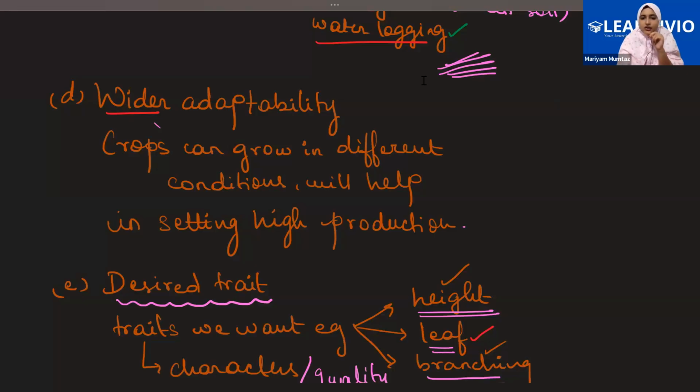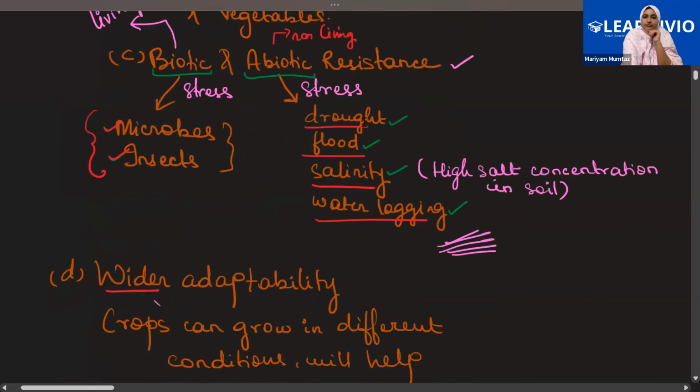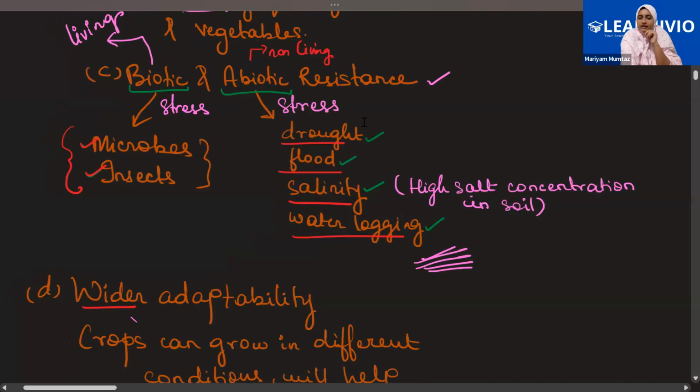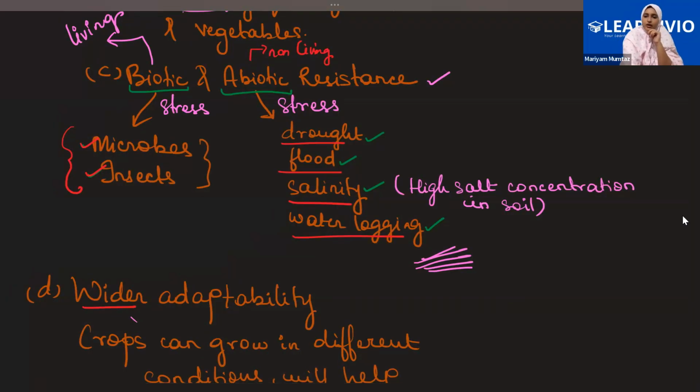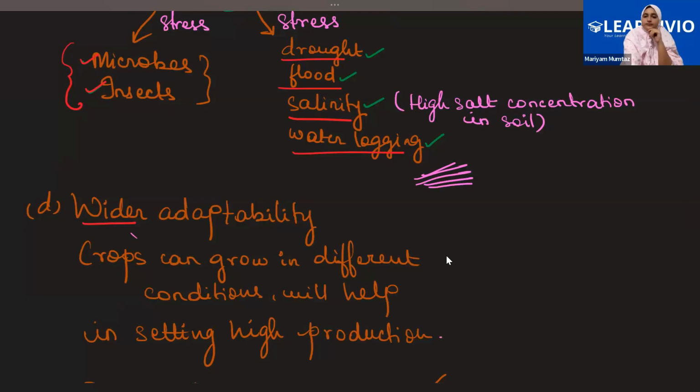All right, so we were looking at the different factors for which crop improvement is done, right? Out of them, we saw these many. We saw it for higher yield, improved quality, and biotic and abiotic stress resistance. Now the next thing that we are going to see is that crop variety improvement is also done for wider adaptability.